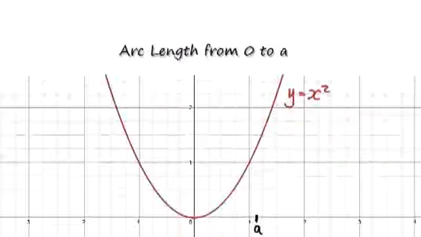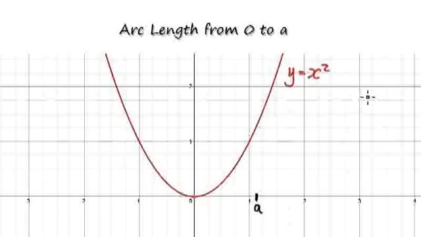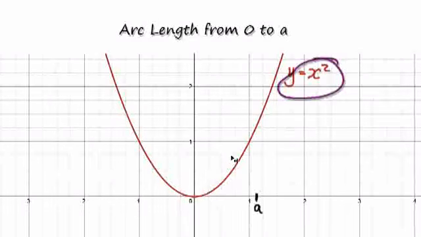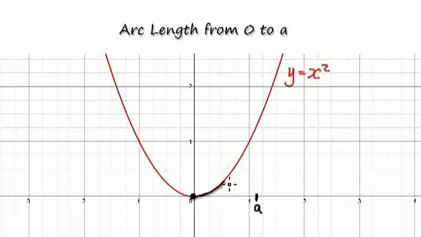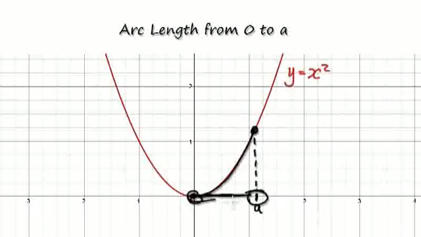In this video, we're going to try and work out the arc length of y equals x squared from 0 to 1. So the arc length is this length here from 0 to a. So really, a is a horizontal distance from 0 to a. But we're after the arc length. The arc length is this length here.